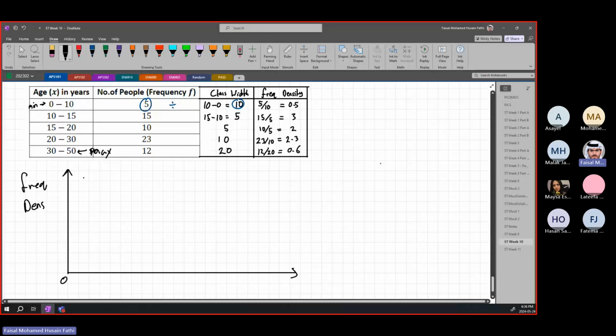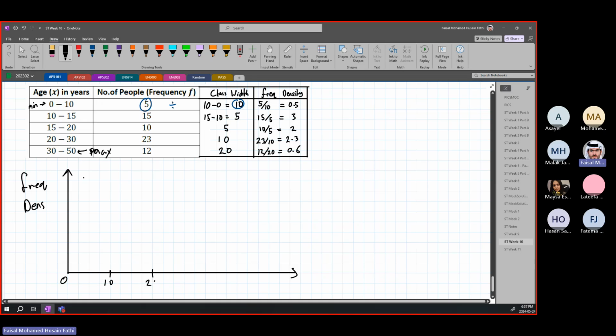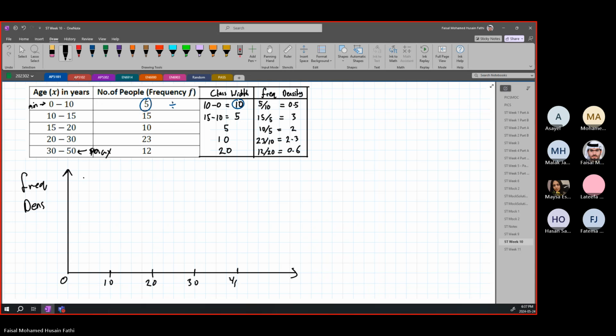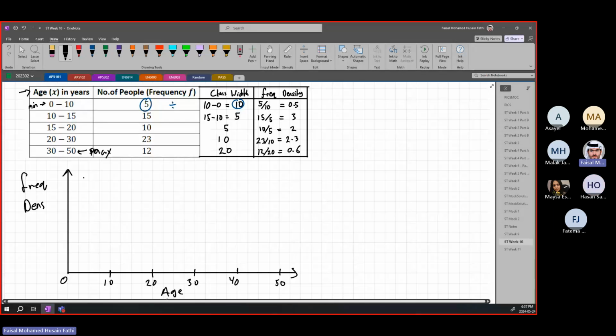So we're going to put values from 0 all the way to 50. Let's say this is 0. This is 10. Actually, let's make it a bit wider, so it's clearer. So this is 10, this is 20, this is 30, this is 40, and this is 50. From our minimum all the way to our maximum. This is our age in years in this example. On our y-axis now, we're going to be putting our frequency density.